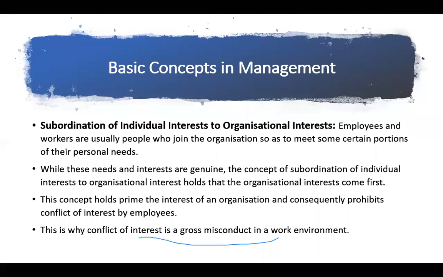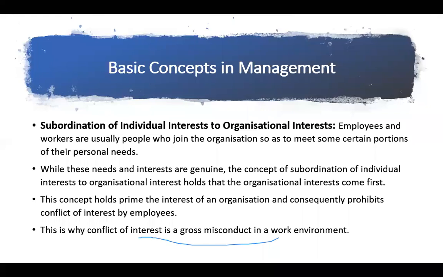So employees and workers are usually people who join the organization so as to meet some certain portions of their personal needs. So this concept is saying that you are not going to allow these personal needs to override the corporate needs of the organization you are going to join or you are joining. While these needs and interests are genuine, the concept of subordination of individual interests to organizational interests shows that the organizational interest must come first.